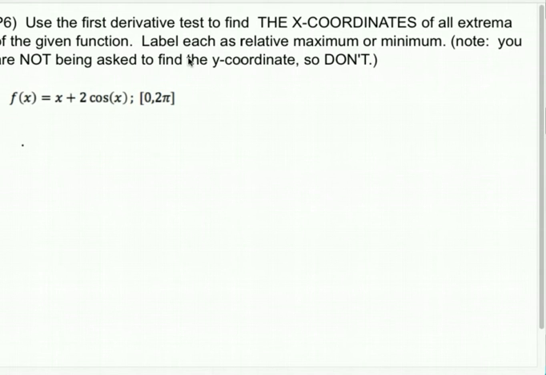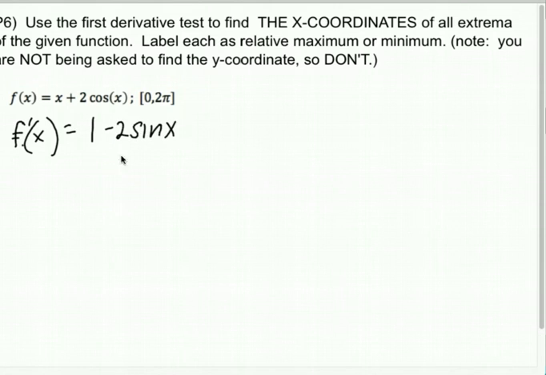Okay, moving on. All right, so P6. Let's go ahead and bust out our first derivative. Okay, cool. So we get 1 minus 2 sine of x, right? So if we want our critical numbers, those are going to happen when f prime is equal to 0, which will be when 0 equals 1 minus 2 sine of x.